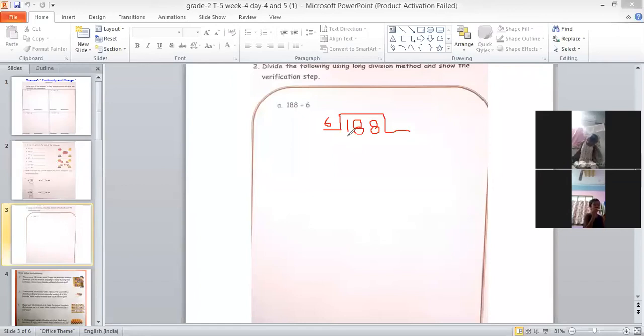1, then we have 8, and then again 8. So first what we will do is we will compare the first digit with the number outside. Our first digit is 1 and the outside number is 6. So we'll be comparing this 1 and 6. We know that 1 is always smaller than 6, right? We take one number at a time only if the number inside is either equal to or greater than the outside number, but 1 is smaller than 6, so we won't be taking one digit at a time.